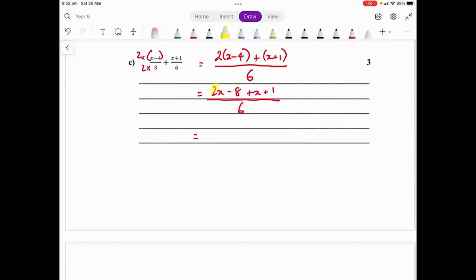Denominator stays the same. I simplify the numerator. 2x plus x is 3x. Minus 8 plus 1 is minus 7. Final answer, 3x minus 7 all over 6.